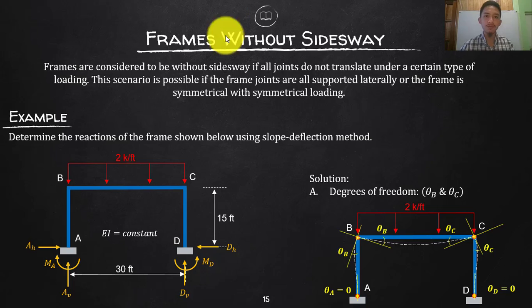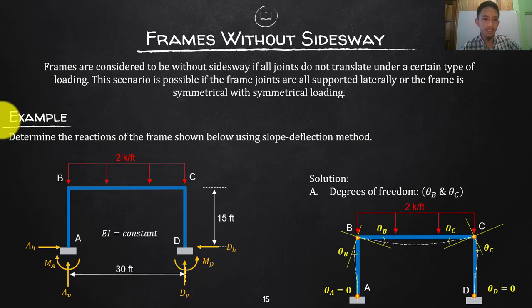So if we say frames without sidesway, these are the frames with joints, all the joints that do not translate under a certain type of loading. That frame is considered without sidesway if all the joints do not translate under certain type of loading. So if you are going to apply this type of loading onto that frame structure, you will attest that there is no translation on all of the joints.